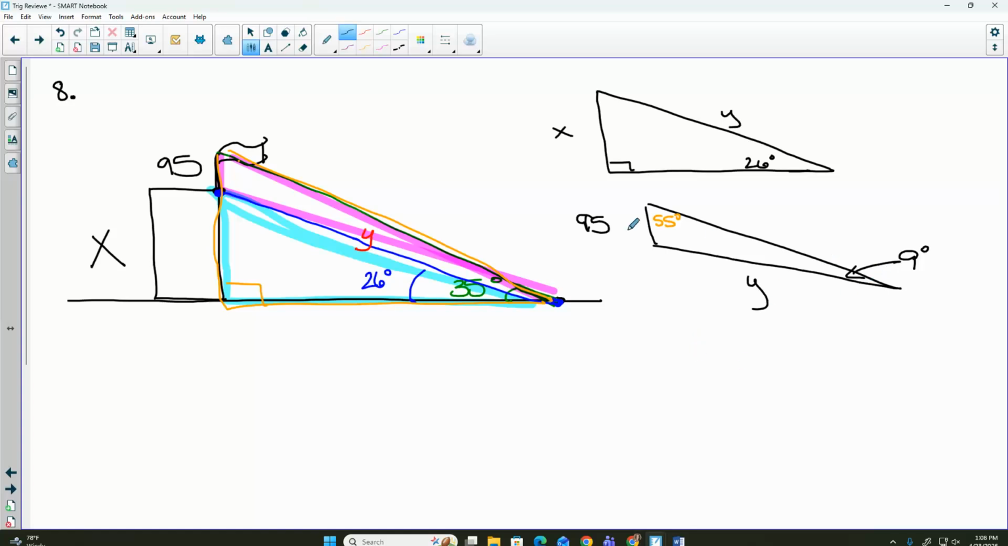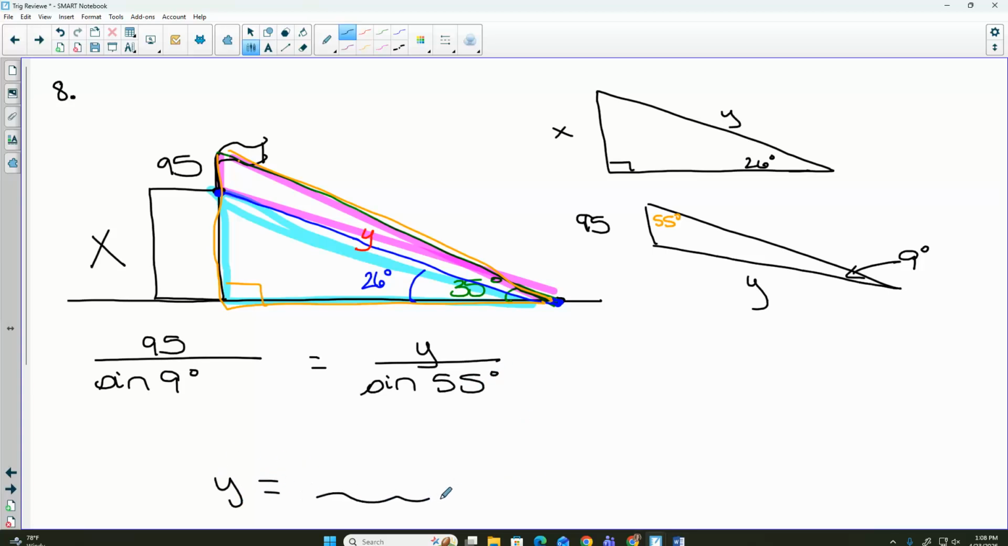So, if I'm trying to set this up to find y, I could say 95 over the sine of 9 degrees is equal to y over the sine of 55 degrees. Once you do that, you'll get a number for y. Then you could come over here. This one's a right triangle, so do I even have to do law of sines? No, I could just do SOHCAHTOA. I could say the sine of 26 degrees is opposite over hypotenuse. So you should get a y value. You can plug it in here.